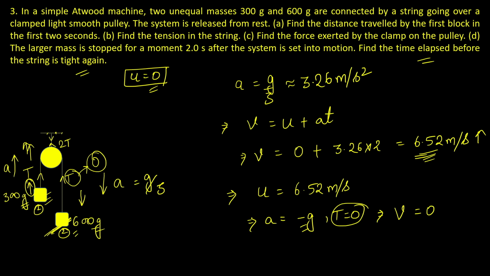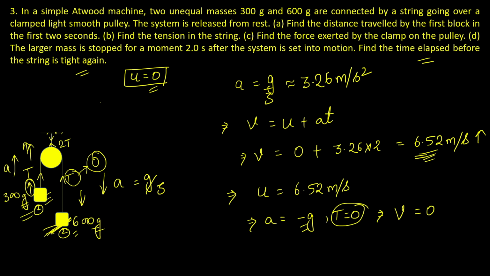But why will it become 0? Because now the acceleration is in the negative direction, opposite to the direction of the motion. So it will go until its velocity becomes 0. And that is basically the time from 6.52 meters per second to 0 meters per second, which is elapsed before this string is tight again. Because after that, this second mass, the bigger mass, also needs that much time to again travel that much distance, which system 1 already traveled from 6.52 meters per second velocity to 0 velocity.